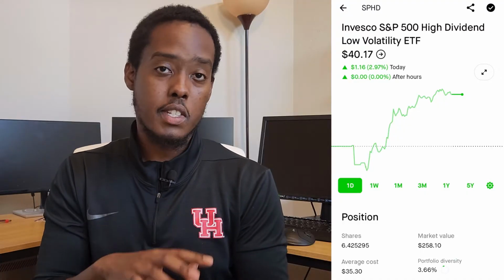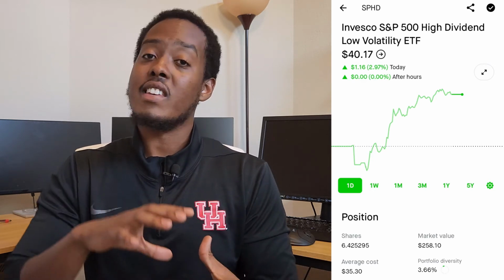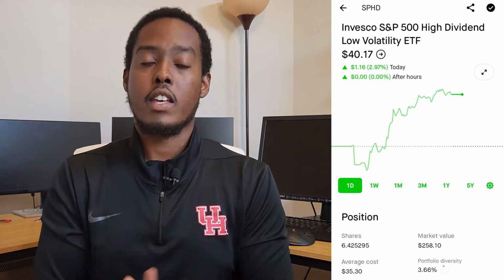And from that point, you have 50 stocks that are going to pay you a lot in dividends, but aren't going to be as super volatile. That is actually an ETF called SPHD. And that is an example of an ETF that tracks a particular index fund.